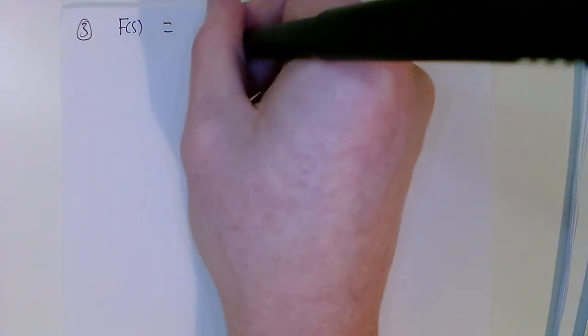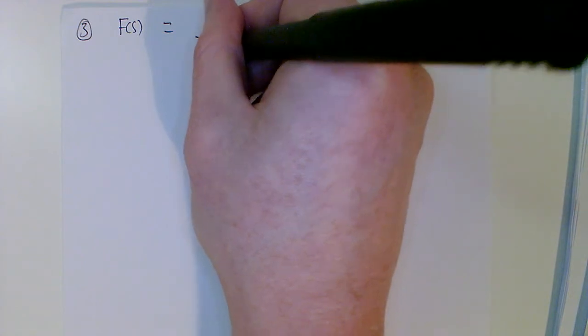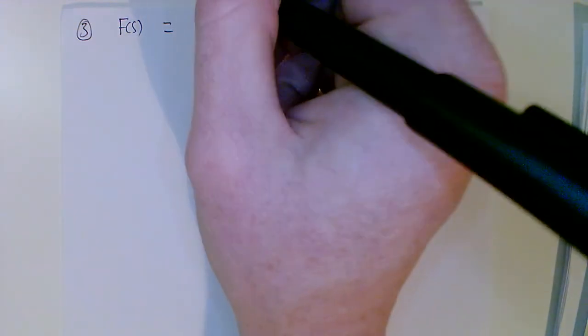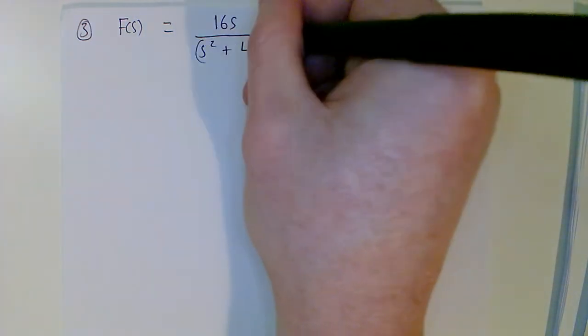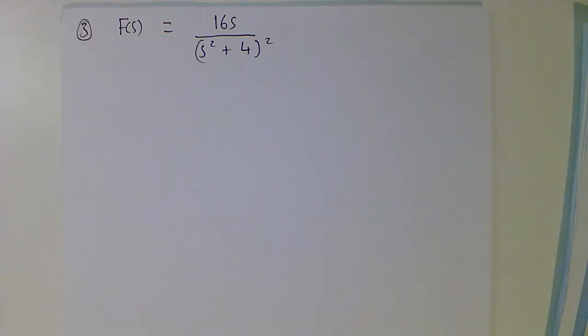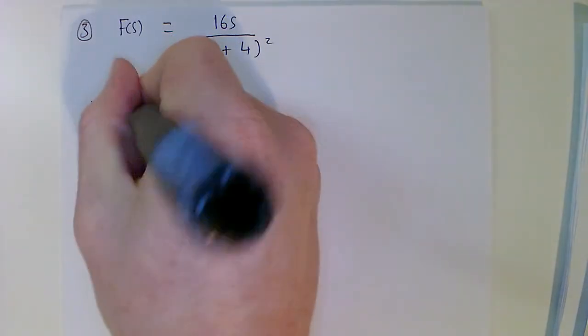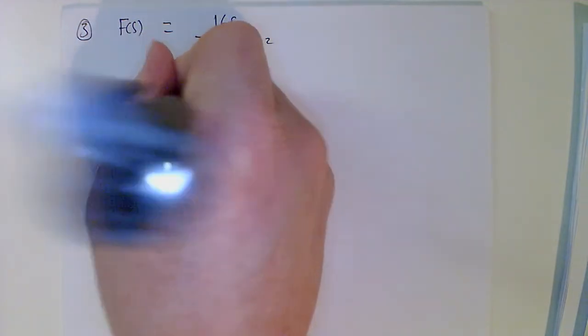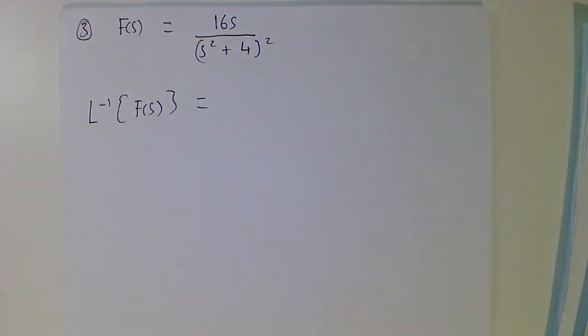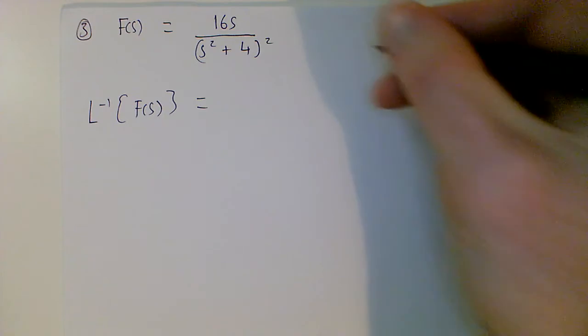Right, so f of s is 16s over s squared plus 4 squared. Right, so again, I need to find the inverse Laplace transform of f of s. Right, so I go down my Laplace transform table, right?